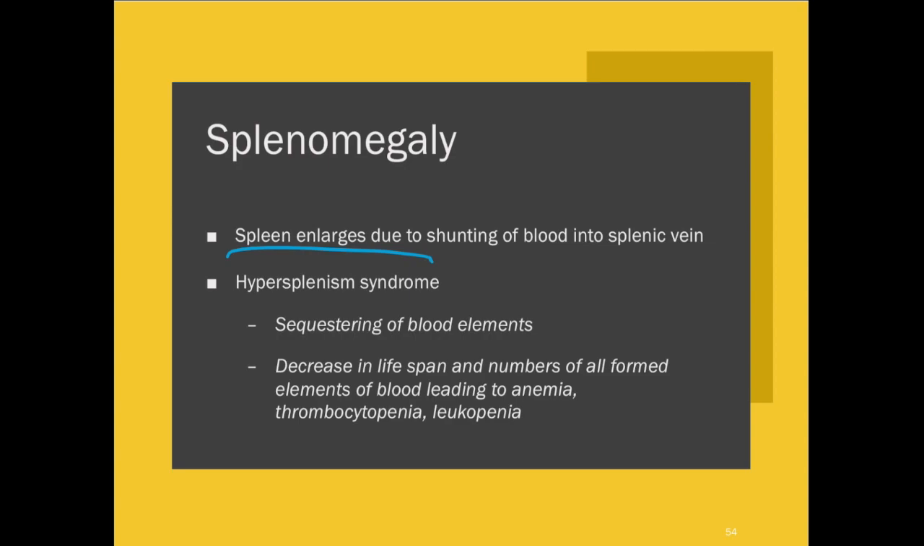This hypersplenism syndrome, it's what happens when the spleen is damaged for long periods of time. We have a decrease in the lifespan and the numbers of all of your blood elements, right? Because your white blood cells, your platelets, your red blood cells are all kind of stored in that spleen. And so when the spleen isn't functioning properly, we're going to have basically pancytopenia. We're going to have anemia, thrombocytopenia, leukopenia, everything, all of those blood cells that are supposed to be stored there are going to be decreased significantly.